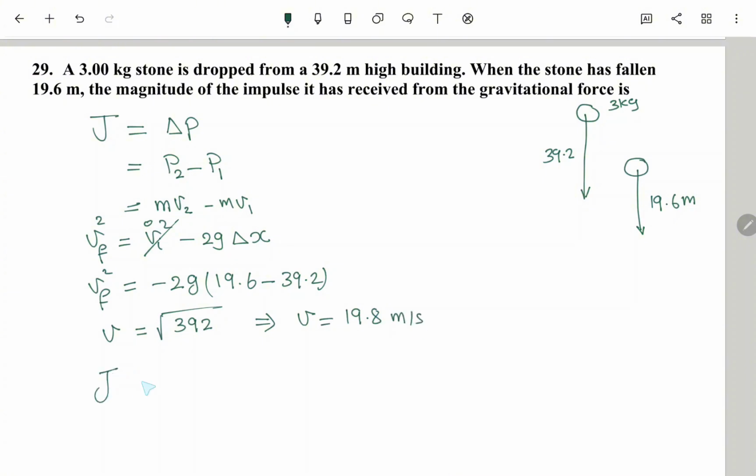So the impulse will be equal to 3, the mass of the object, times 19.8 minus the initial momentum, it's 0 because it has 0 velocity, and impulse will be equal to 59.4 Newton second, or kilogram meter per second.